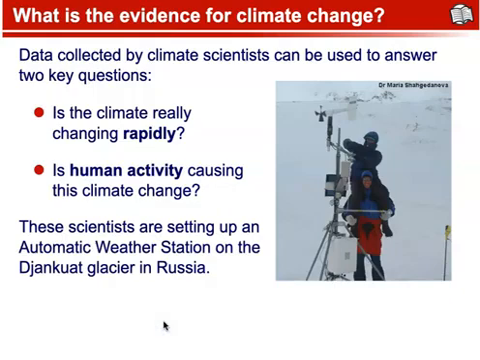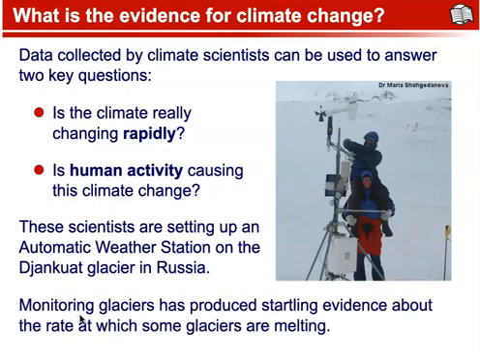These scientists are setting up an automatic weather station on the Dankuit Glacier in Russia. Monitoring glaciers has produced startling evidence about the rate at which some glaciers are melting. So looking at this particular glacier, it is in the Caucasus Mountains between Georgia and Russia. The mass of the glacier has been recorded since 1964. This is one of the longest records for recording and is therefore considered a reference glacier.